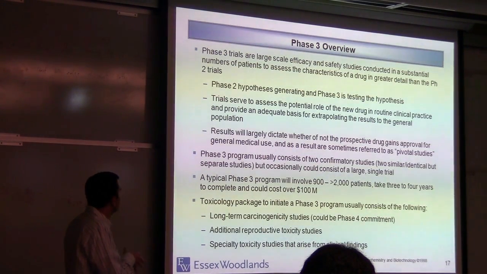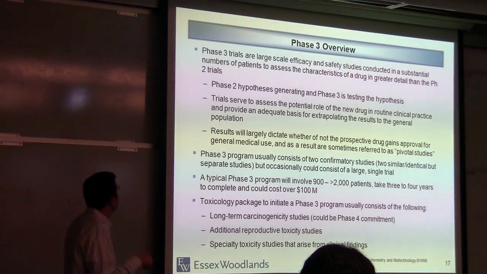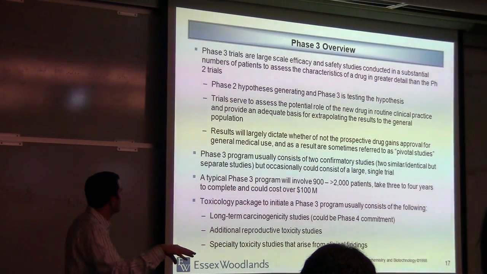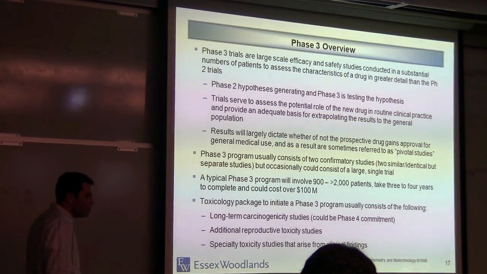So your phase 2, you talk about as being hypothesis generating. Phase 3 is where you're going to test that hypothesis. And these are large studies where you can extrapolate those results to the broader population. And this is what you're doing for approval. And this is why they're pivotal studies.